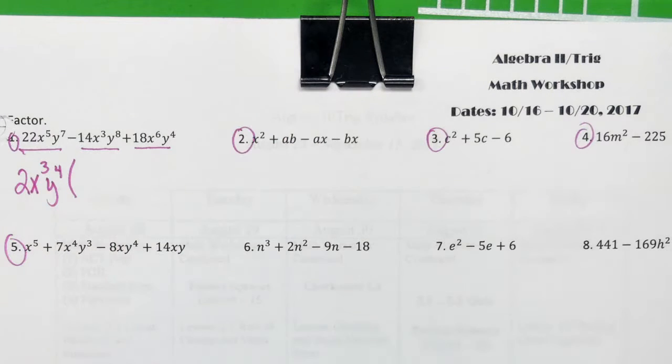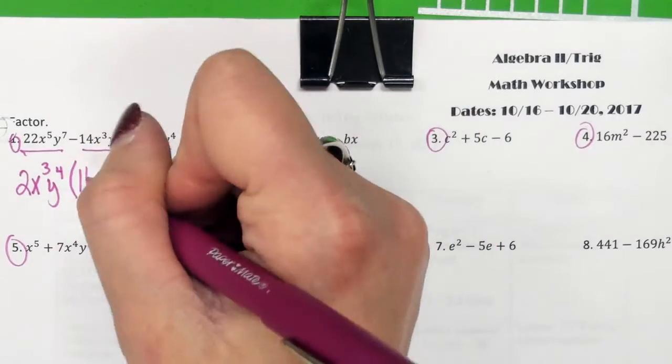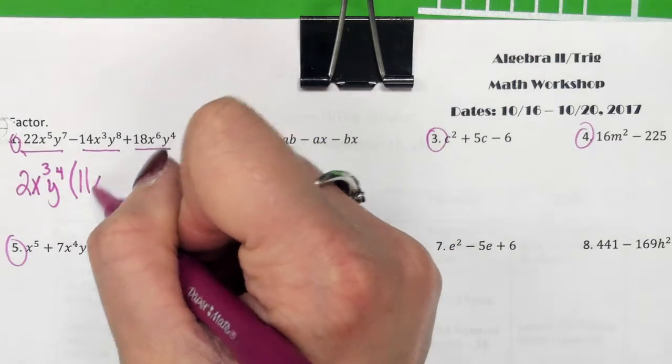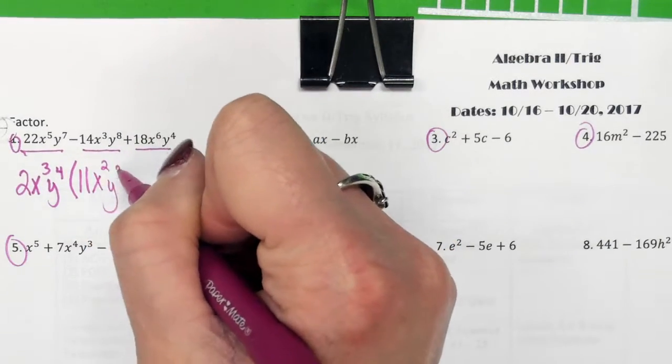All right. Good Tuesday morning, Warriors. So what did you get when you divided 22 by 2? 11. And when you took out the x and the y's? And y to the 3. There you go. Very good, Mario.